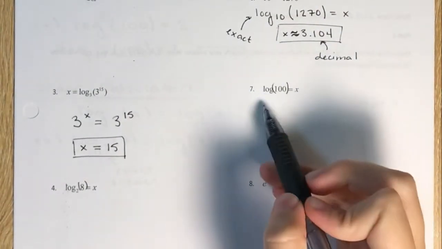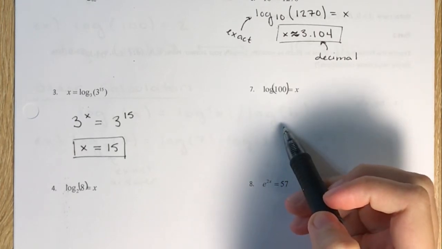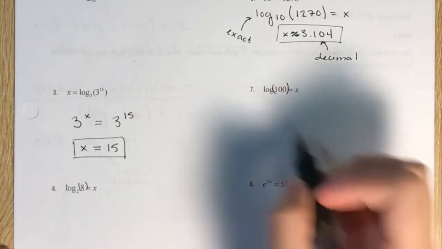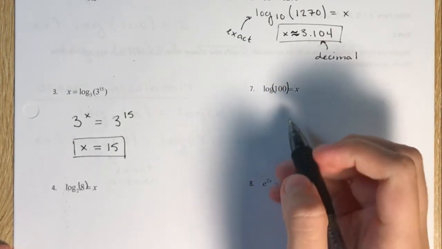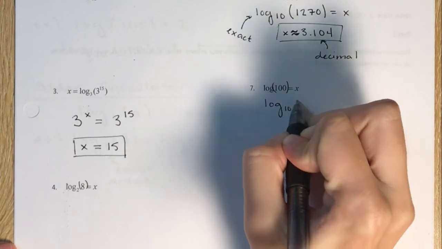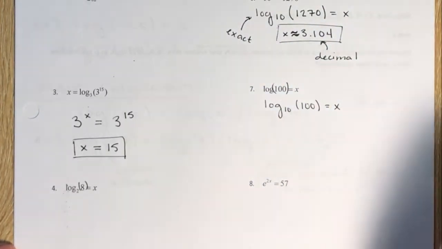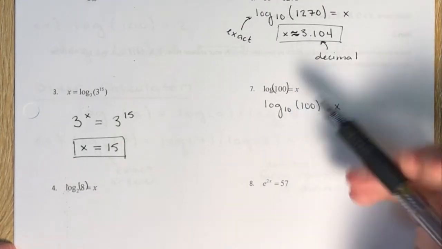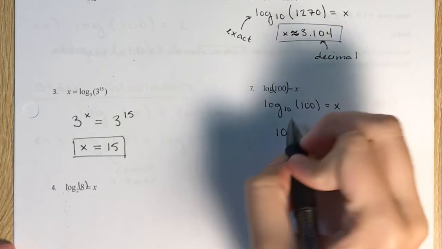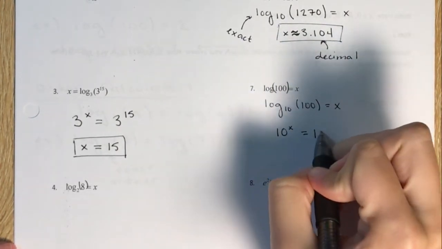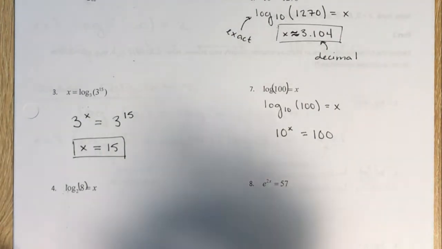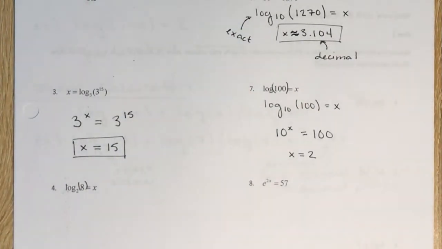All right, looking at number 7, we've got log of 100 equals x. Well, let's say we didn't have a calculator here. We are in log form, so let's convert to exponential. If we have no base, it means we have a base of 10. So we have log base 10 of 100 equals x. Our base is 10, so our base of our exponential will be 10. Our old input was 100, our old output was x, so our new input will be x, and our new output will be 100. 10 to the what equals 100? 2, right? 10 squared equals 100, so that's our answer.